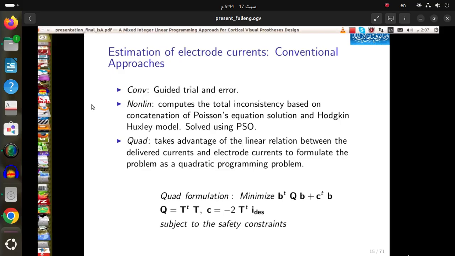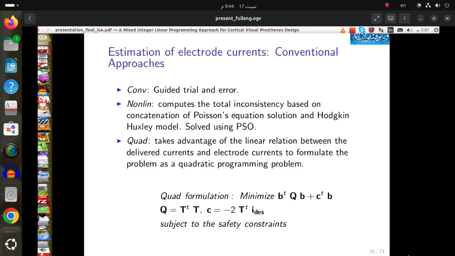The nonlinear approach looks at the problem as a black box. We have a simulator. It doesn't dwell into the mathematical details. It looks at the problem as a black box simulator. The input to it is the electrode currents, and the output is which locations are excited and which are not. So this is the input and this is the output.